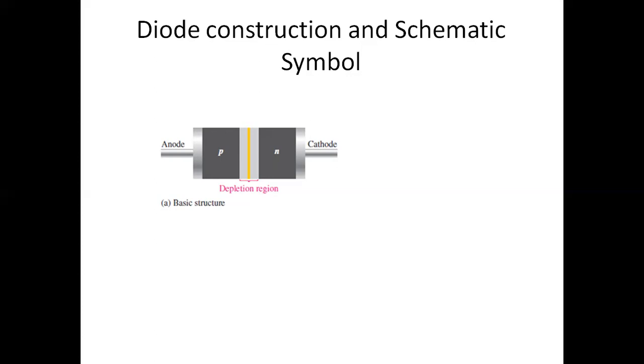Now, that diagram just shows you how the diode is constructed, shows you the basic structure. But this other diagram shows you the schematic symbol of a diode. And we need to say that a diode is a two-terminal device. One terminal is referred to as the anode terminal, and the other terminal is referred to as the cathode terminal. The anode terminal is the terminal that is adjacent to the P region, and the cathode terminal is adjacent to the N region.